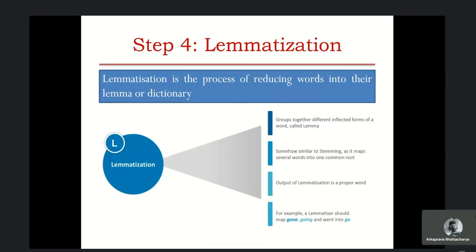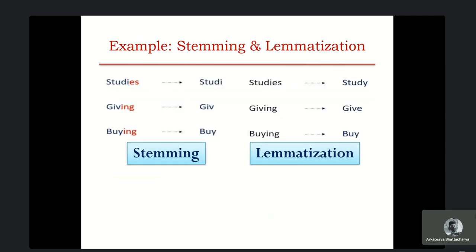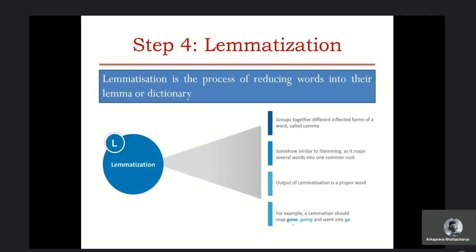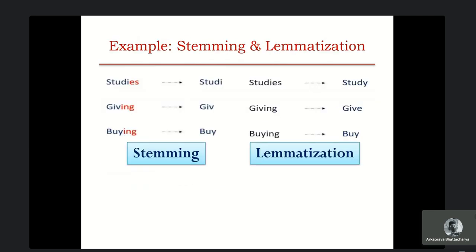Next is lemmatization. Lemmatization is the process of reducing the words to their lemma or their dictionary form. So you can see here, gone, going, can go to go. Most of the time, many of us get confused about what stemming and lemmatization are actually doing. Stemming actually removes the affixes like ies, ing forms, and so you will be left with the previous characters.